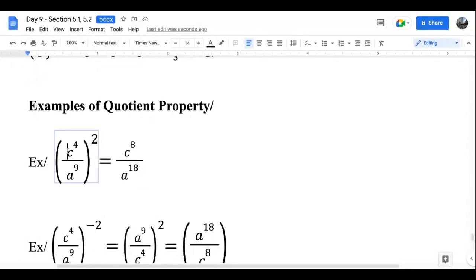Let's see this one. The numerator is c raised to the 4th power, the denominator is a raised to the 9th power. Then the parentheses are raised to the 2nd power. So we need to distribute this 2. We multiply 2 with 4, and 2 with 9. So that becomes c to the 8th power divided by a to the 18th power.